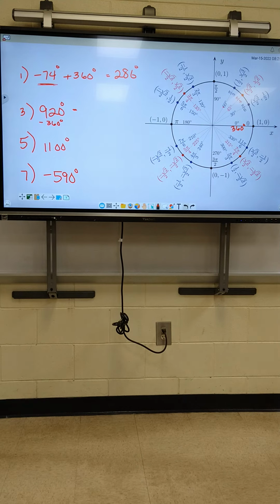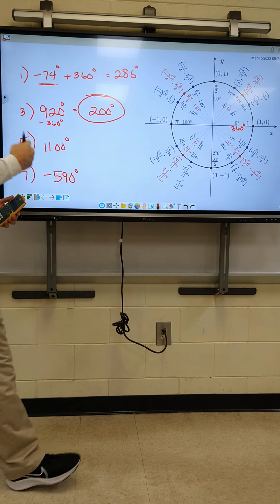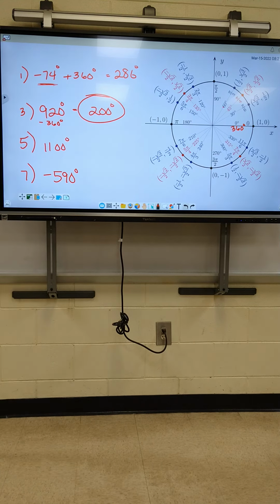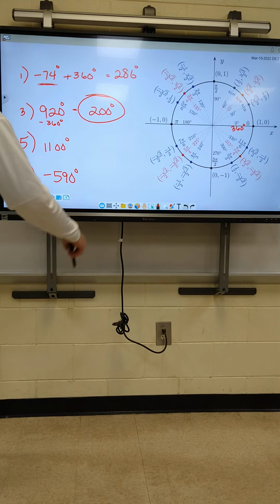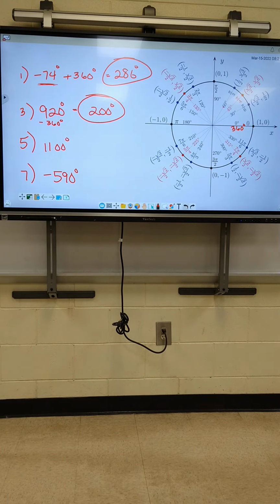920 minus 360, what'd y'all get? 560. Is it still bigger than 360? Then subtract again. Minus 360, what'd y'all get? Answer's 200 degrees. That's the lowest positive angle you could get if you keep subtracting 360 degrees. So basically, we're just either adding 360 or subtracting 360.